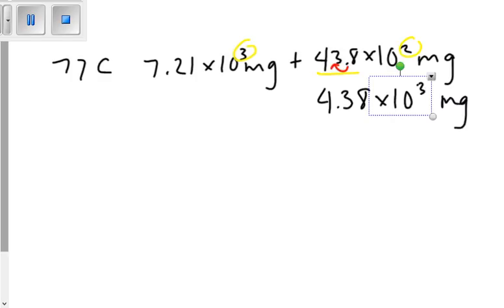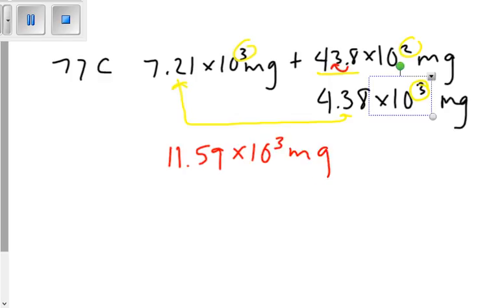So now my exponents are the same, so I can add 7.21 and 4.38, and in doing so I get a number again that's greater than 10, 11.59 times 10 to the 3rd milligrams. Now that's not in scientific notation, so I need to move my decimal point over, and I end up with 1.159 times 10 to the 4th milligrams. Make sure when you move the decimal over in your answer that you reflect that in your exponent. All right.